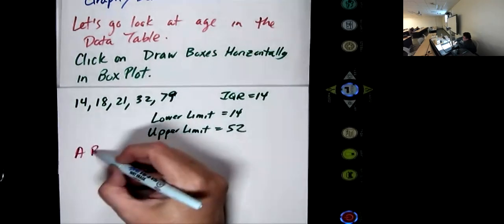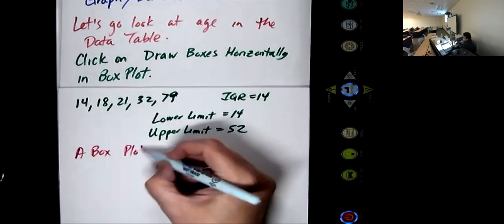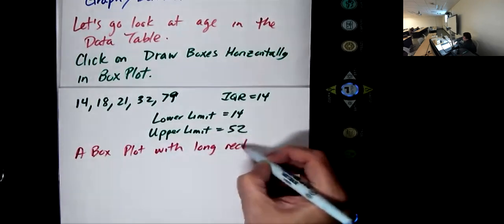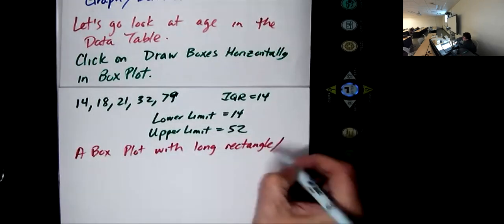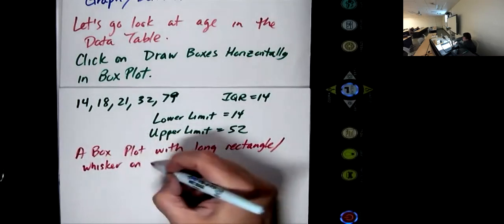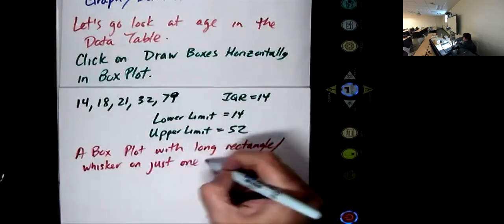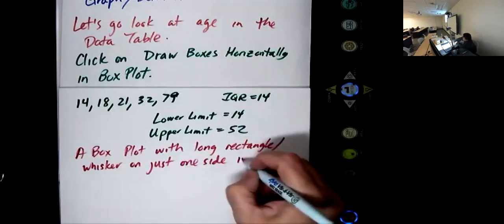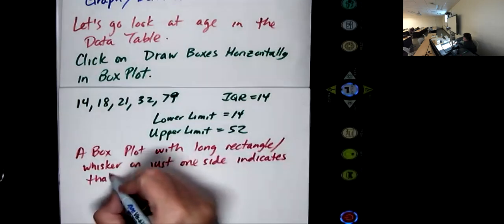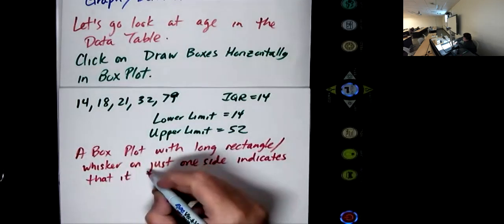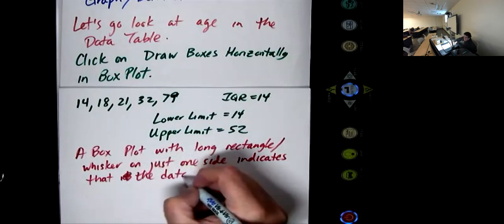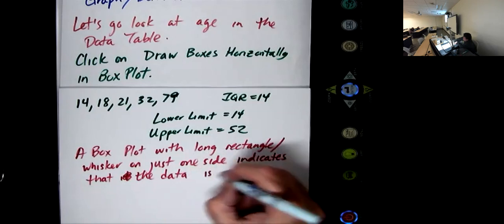A box plot with a long rectangle or whisker on just one side indicates that the data is skewed in that direction.